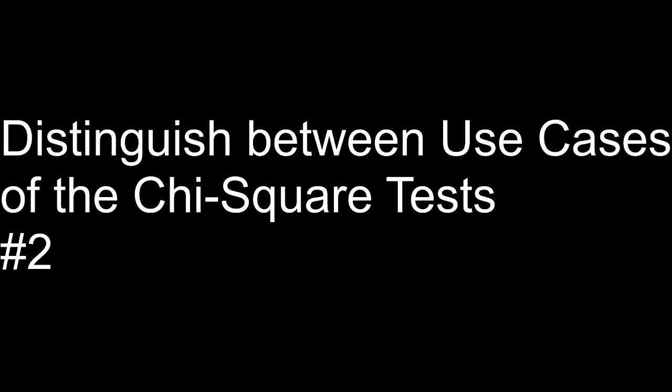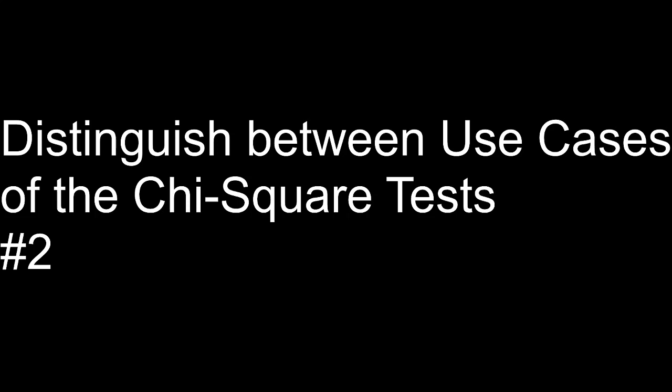This video is on the objective: distinguish between use cases of the chi-square tests. And this is the second video on this. I'm hoping you at least watched the first one, where I went over all three different kinds of chi-squared tests that you're going to be running.